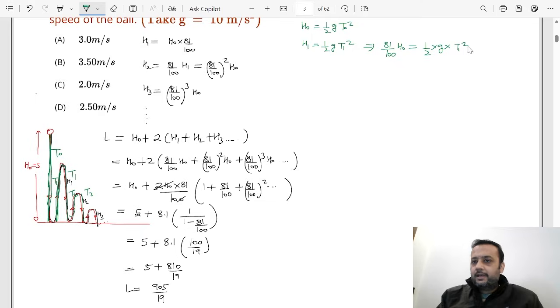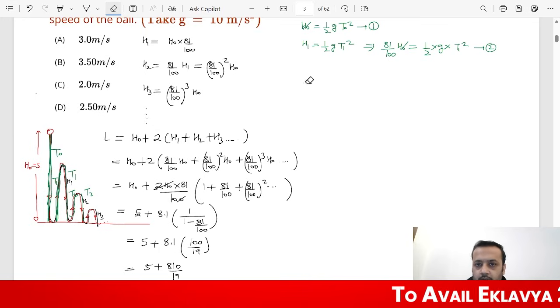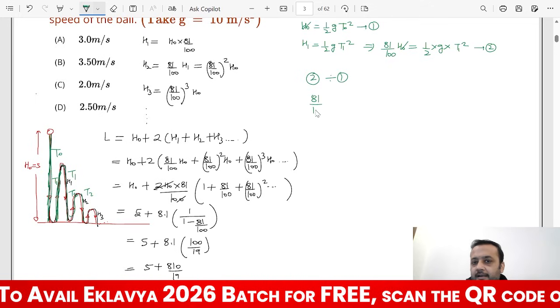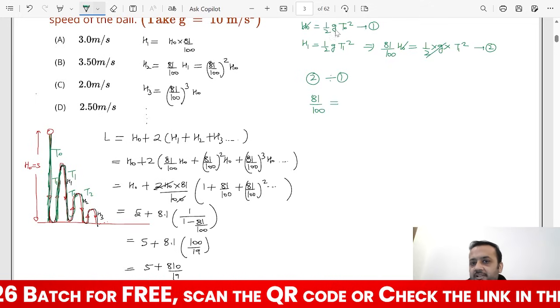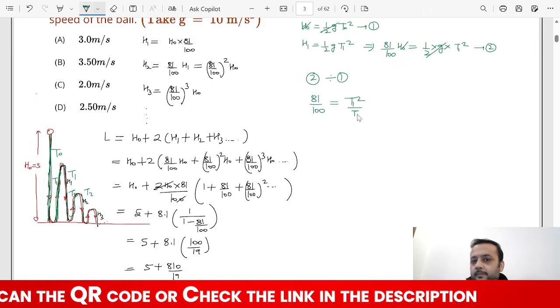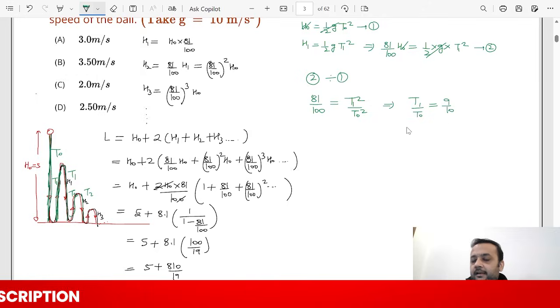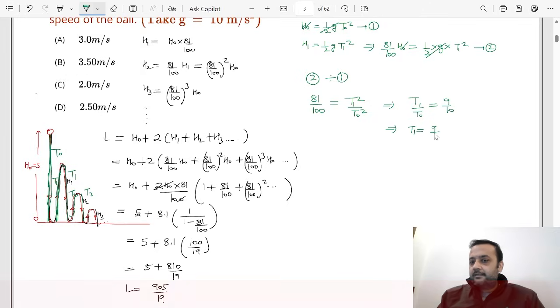Now look at this equation 1 and this equation 2. If I divide these two, h naught and h naught will get cancelled. I'm doing equation 2 by equation 1, sorry. So we will get 81 by 100 equal to, half g will also get cancelled, t1 square upon t naught square, which implies that t1 by t naught will be 9 by 10, which also implies that t1 will be 9 by 10 t naught.